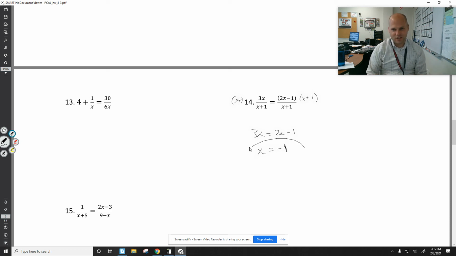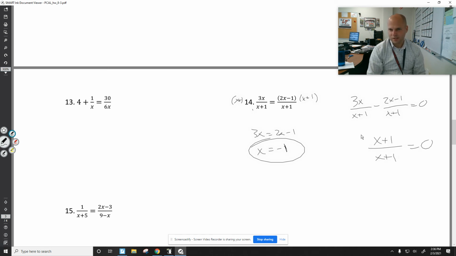It's tricky, actually. You think this is the solution, but it's not, because negative 1 plus 1 is 0 in a denominator. And you don't want that. So there's actually no solution to this. You can also check that by moving everything onto one side, equal to 0. 3x minus 2x is just x plus 1 over x plus 1. Does that equal 0? No, it doesn't equal 0. So it does not exist for this one.